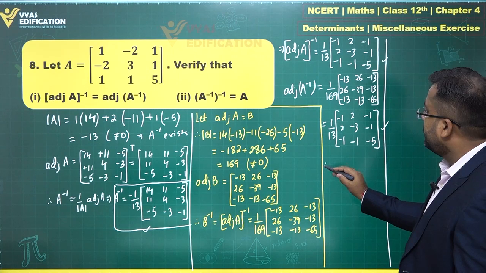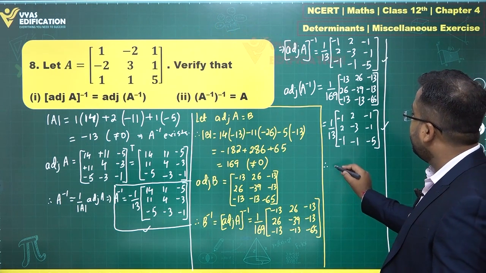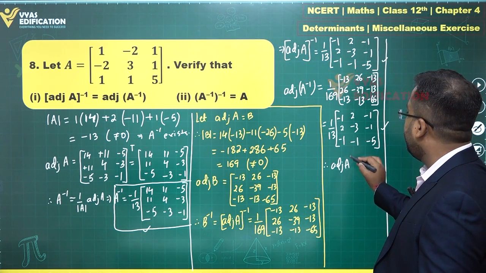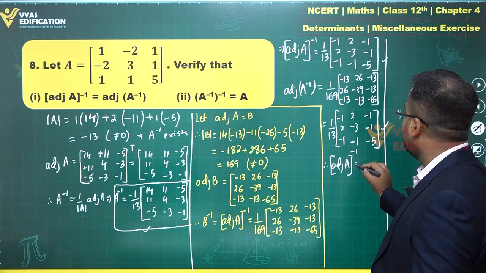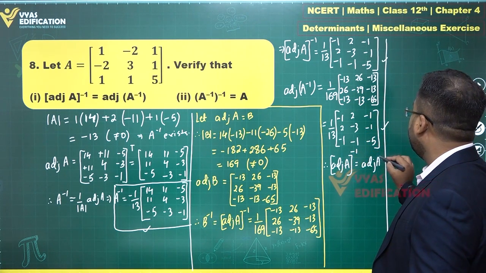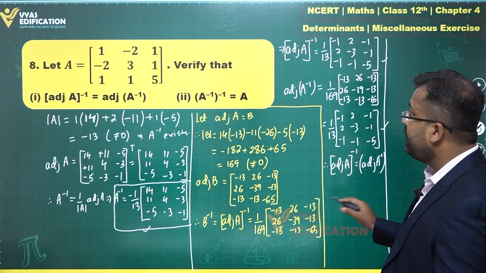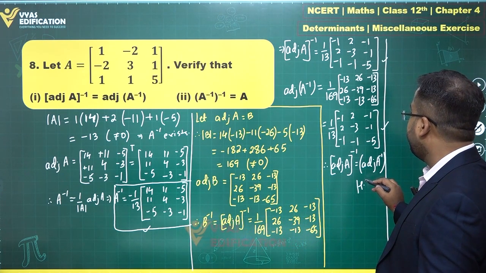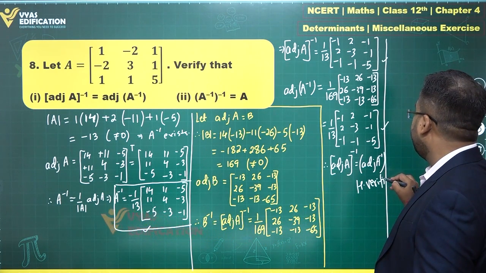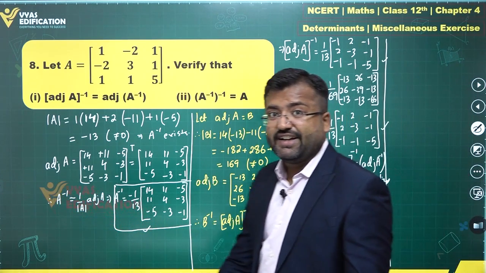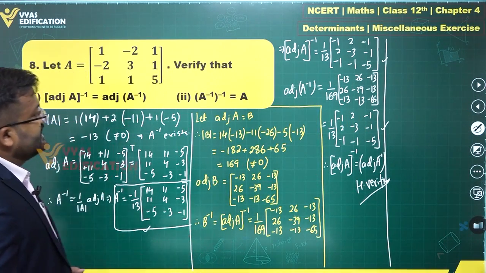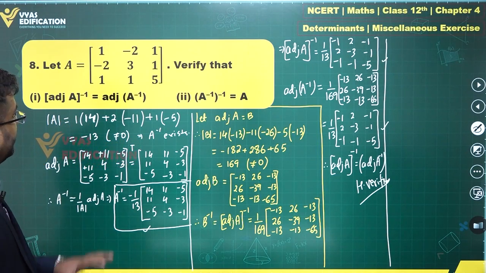Therefore, we can say that adjoint of A whole inverse is equal to adjoint of A inverse, which we have proved, hence verified. This is something which we have verified for this matrix over here. Is that okay? Yes, that's okay. That's something which we have verified.